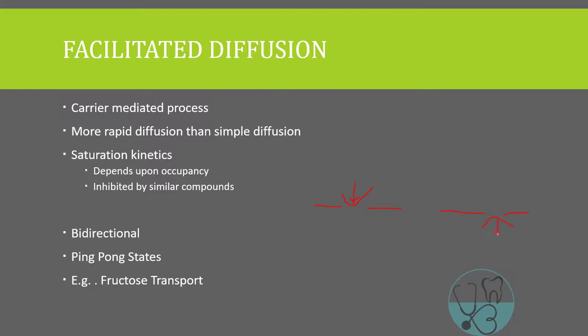ping state. Okay, and in ping state, the active sites are facing the inner wall of the membrane, where the concentration is minimum, and this minimum concentration will result in detachment of the molecule from the active sites, and hence the process occurs again and again. An example includes fructose transfer. It can be easily remembered: F for F, facilitated diffusion and fructose transfer. The next is ion channels.